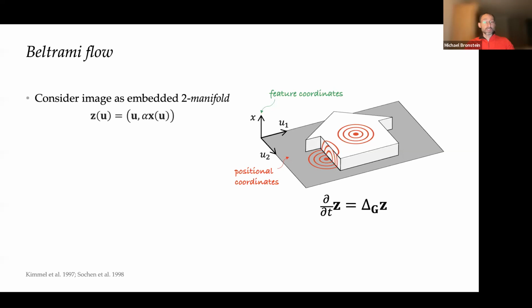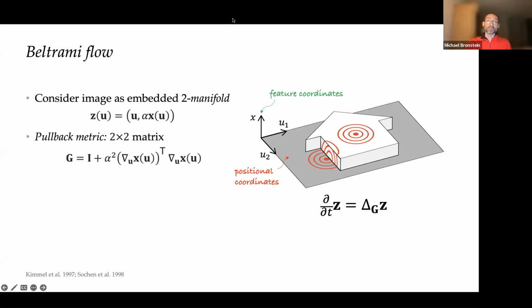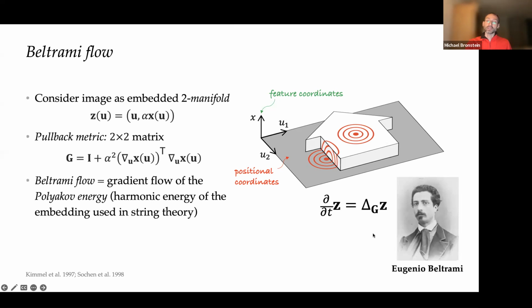And by virtue of this embedding, we can define a special metric, the pullback metric, on this manifold. With respect to this metric, we can define an analogy of the Laplacian operator that is called the Laplace-Beltrami operator. A diffusion equation with this operator is called Beltrami flow. It's a gradient flow of a generalization of the Dirichlet energy that is called the Polyakov energy or Polyakov functional. It is the harmonic energy that is used in high energy physics in string theory.